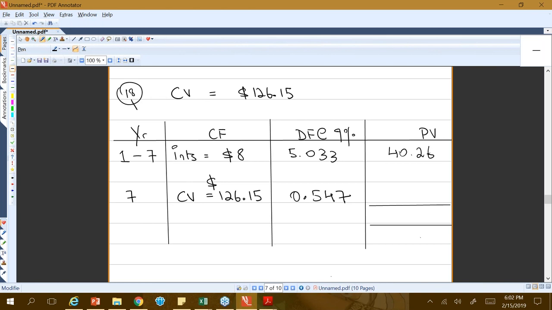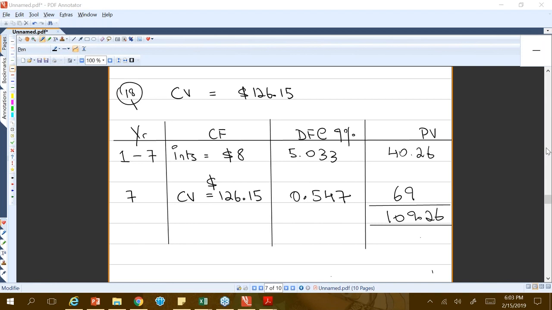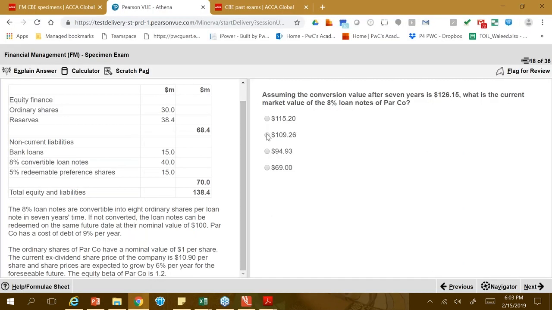And then 126.15 into 0.547 will get 69. And once we add these two, we'll get 109.26. So that is the market price that we got here, 109.26. So if I go back to my Kings, yes, here is 109.26 as the answer.